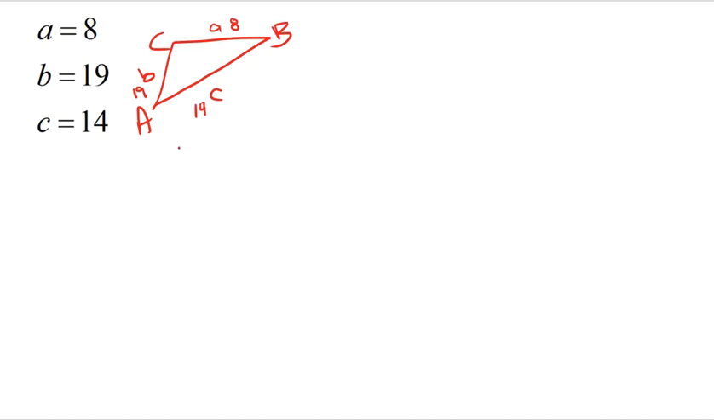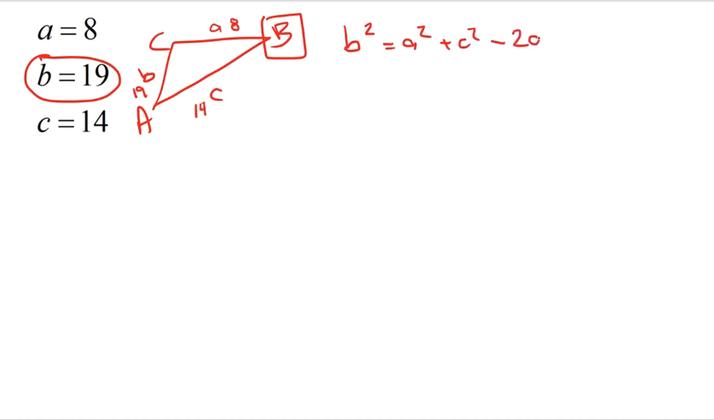Which angle do I find first? Well, again, I'm telling you right now, you got to find the biggest. So since side B is the biggest at 19, I want to find angle B first and foremost. So I'm going to use the cosine formula that has the angle B at the end, which means it starts with B. So I'm going to use the one that's B squared equals A squared plus C squared minus 2 times A times C times cosine of angle B.